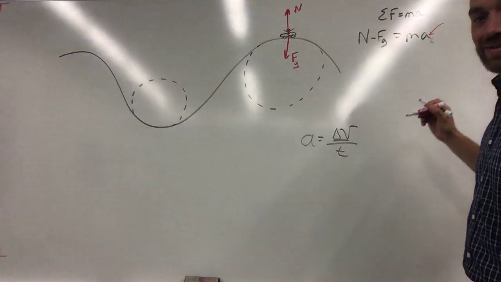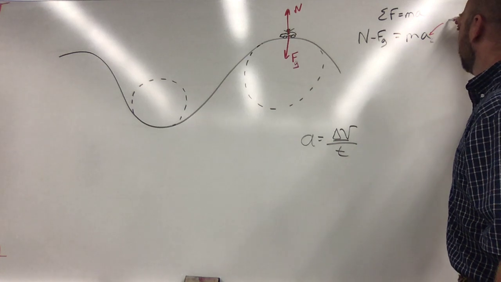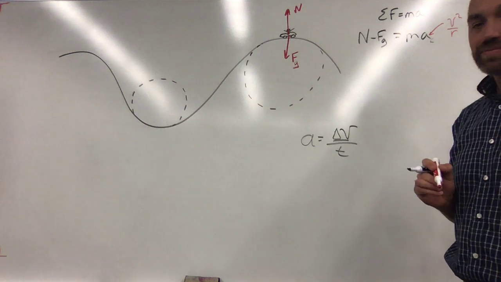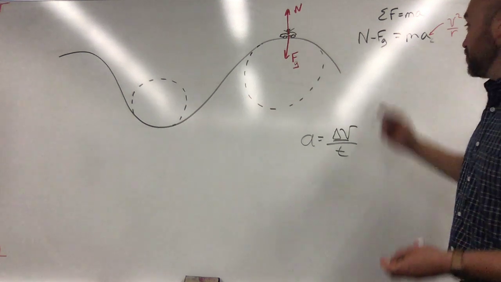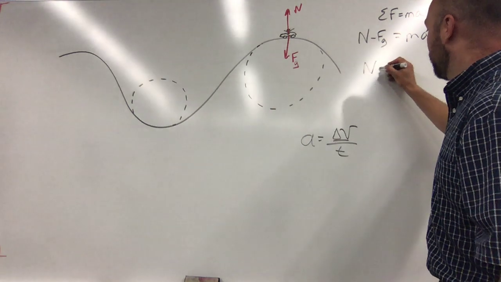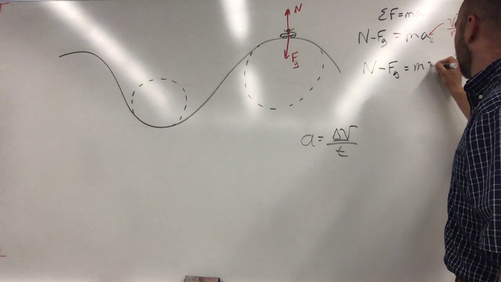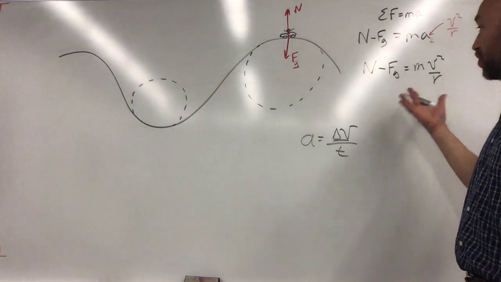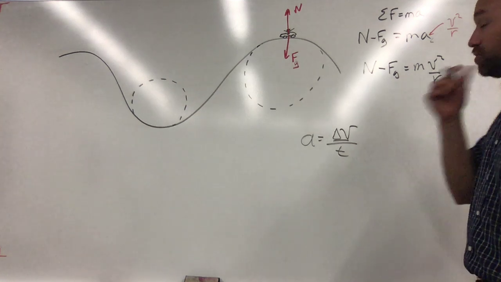It's V squared over R. Yeah, V squared over R. And that's it, that's centripetal acceleration. So now we can write this out. Normal force minus force of gravity equals mass times V squared over R. So we're almost done with this problem here. Oh wait, one more piece, two more pieces.